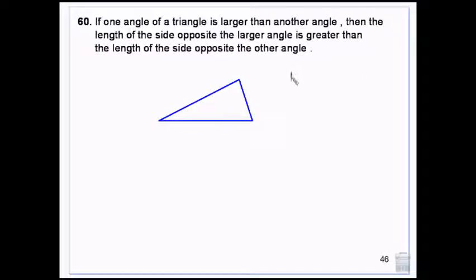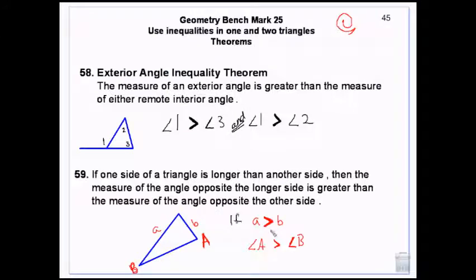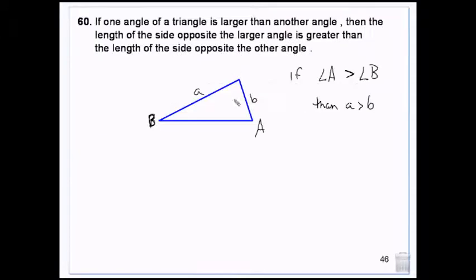So like if angle A is greater than angle B, then side A is greater than side B. Whereas back over here it was if the sides were bigger, then the angles were larger. So these are basically saying the same thing. It's just one is starting with sides, the other one's starting with angles.